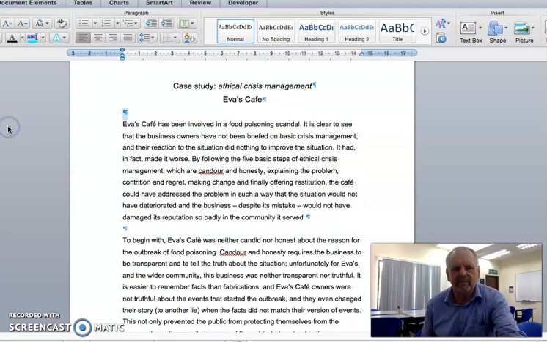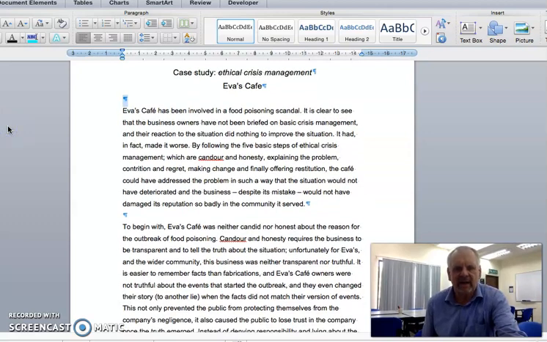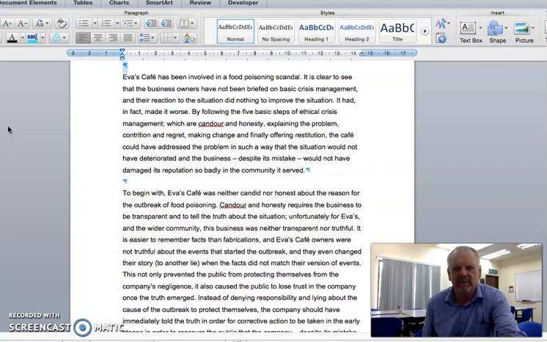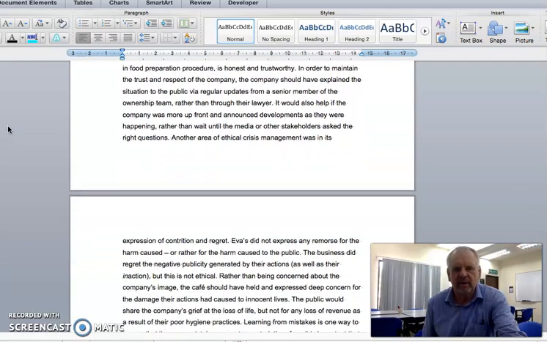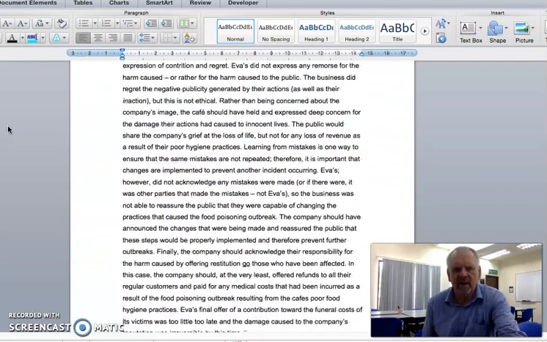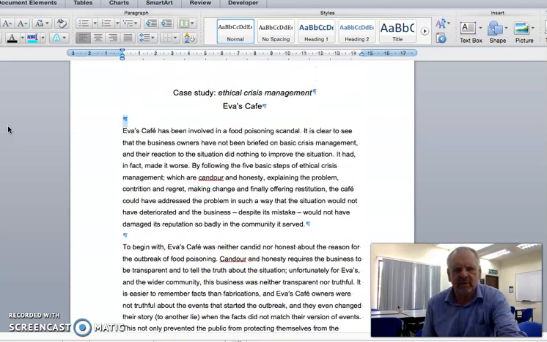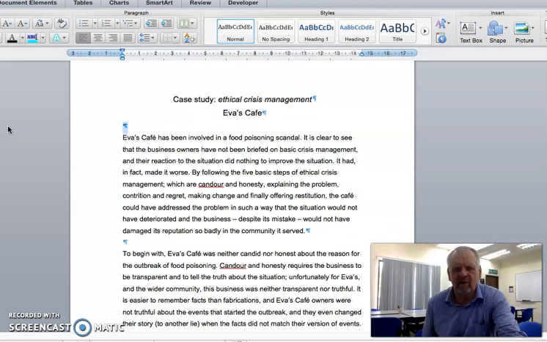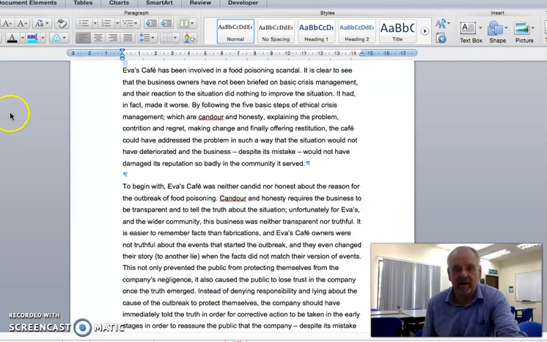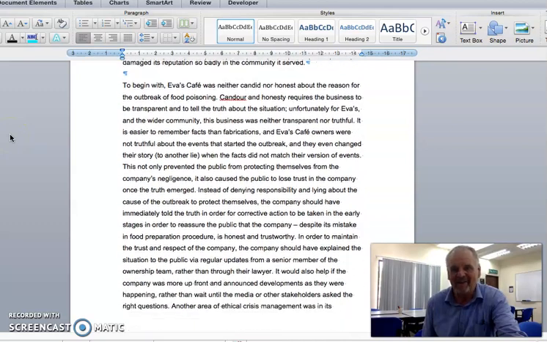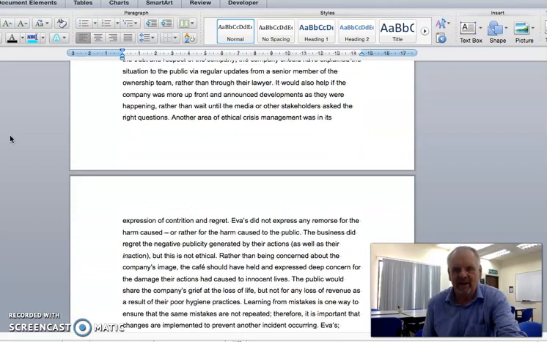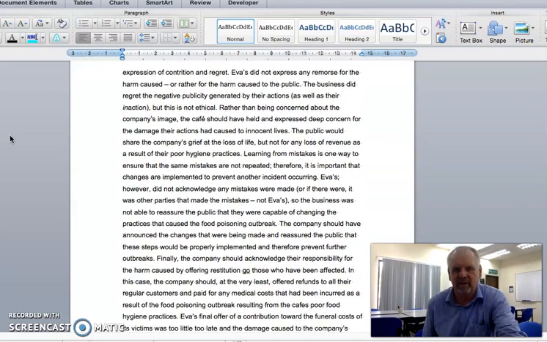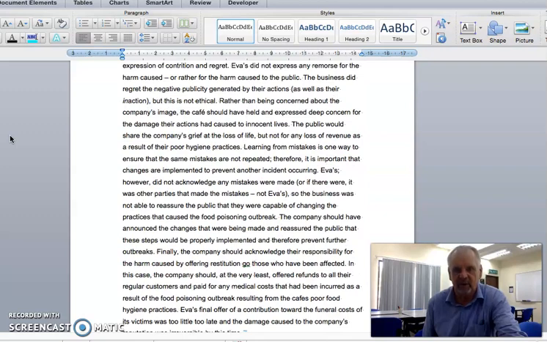Here we have Eva's Cafe, ethical crisis management. So we're looking for candor and honesty, explaining the problem. There's so much. I'm sure everything's in there, but it's going to be so hard to read. And a lot of people, there's a paragraph break here, but some people didn't even put one paragraph break. You were thinking and writing at the same time without stopping to think, and it was quite difficult to mark.